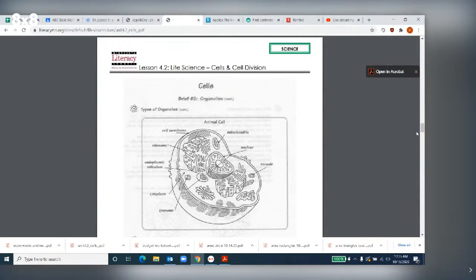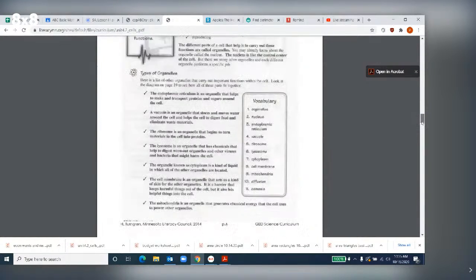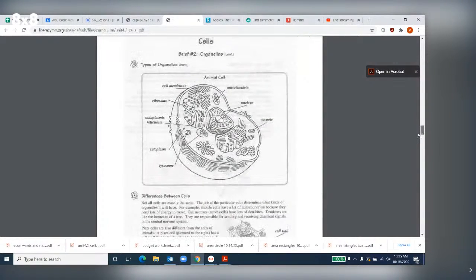So each one of these things has a function. They're just kind of listed right up here. Okay, and that's the diagram.